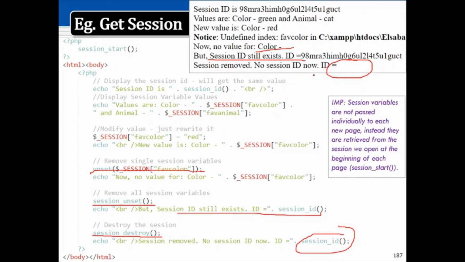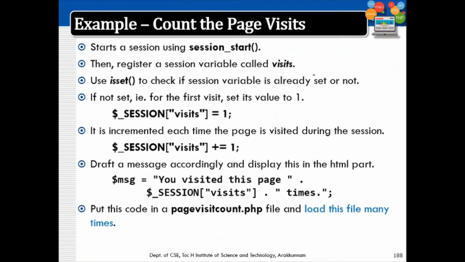So this is an example. Sessions are commonly used for handling a user's entry and exit from a web page. Now this example shows counting the number of page visits. We'll be starting a session using session_start. Then I'll be setting a variable visits, and initially I'll use the isset function to check whether the variable is already set or not. That is to track the first visit.